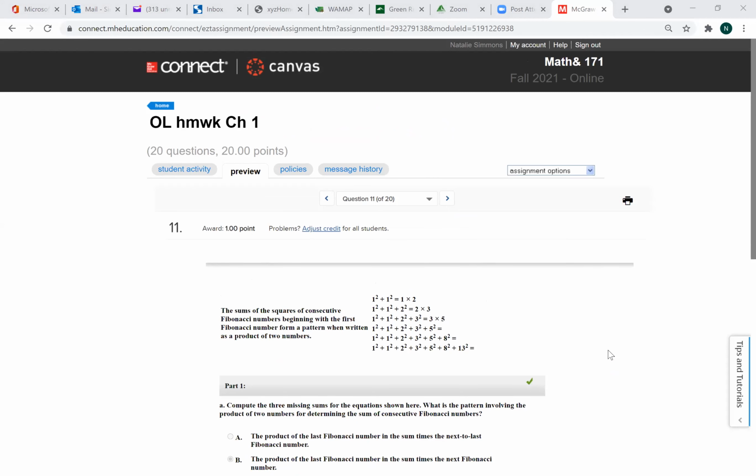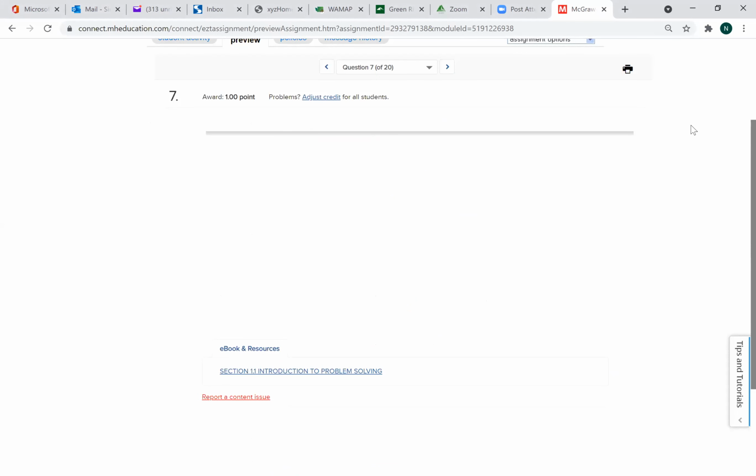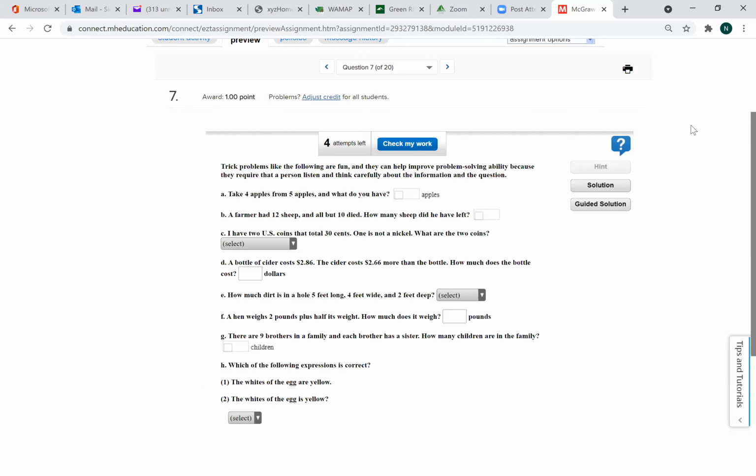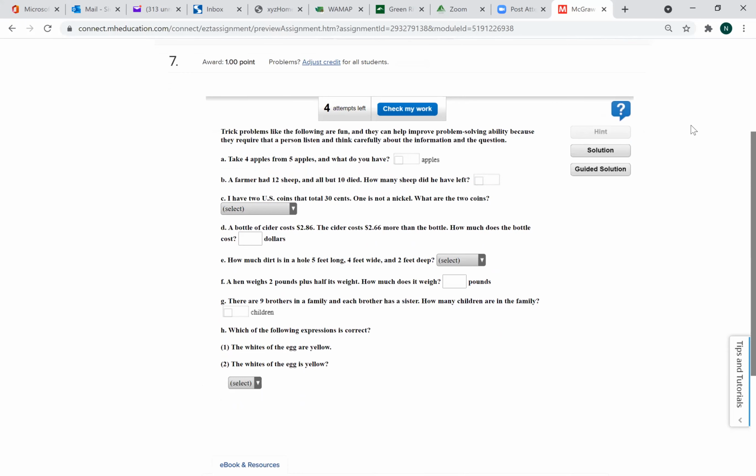I know question 7 was added, but no more questions were added after 7. So let me go back to 7. That was 11, so I'm going to mark that off my list. We did 11. So 7 says trick problems like the following are fun and they can help improve problem solving ability because they require that a person listen and think carefully about the information in the question.